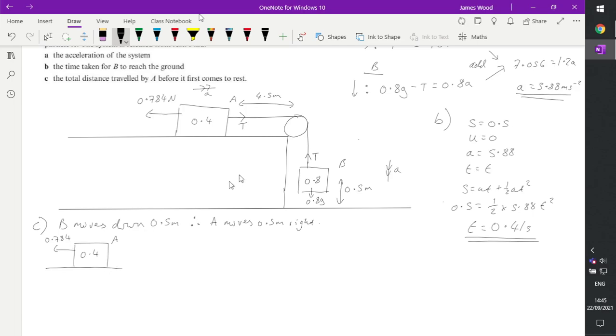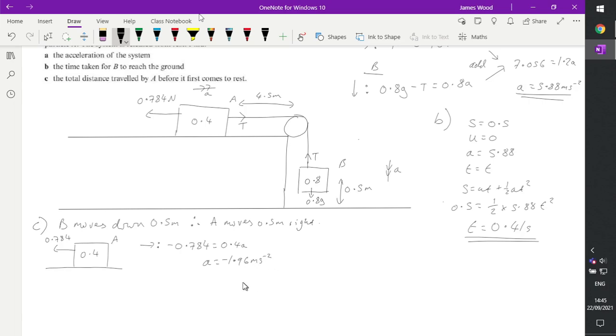There isn't a force forward anymore because there's no tension in the string anymore, because this object B is just sat on the floor. So it's not helping pull it along. If I resolve this to the right, then to find its acceleration now, that would just be minus 0.784. That's the only force on it, and that's 0.4 A. So A now is minus 1.96. So that's the rate that object A is now slowing down at as it just slides along the table having friction acting on it.